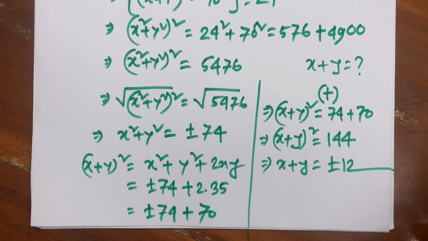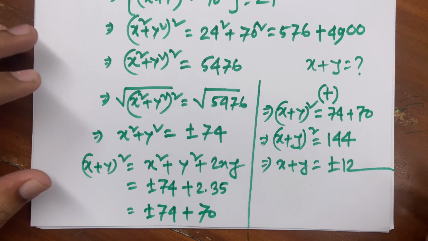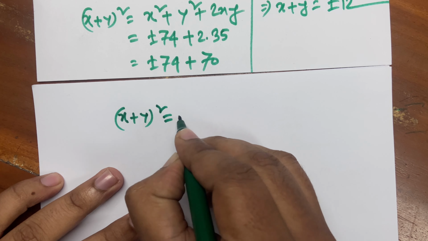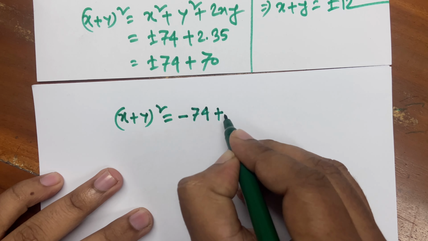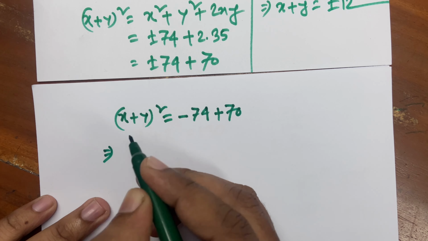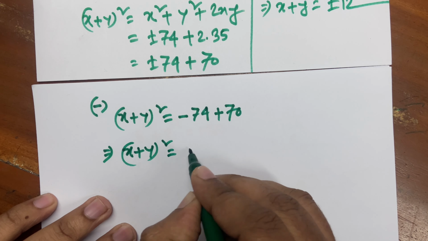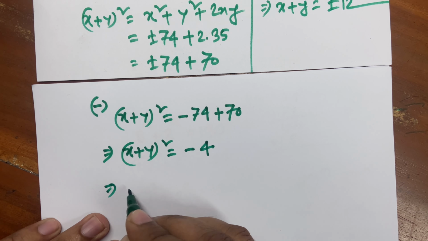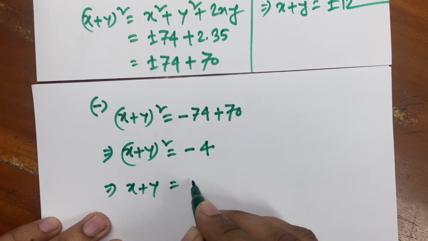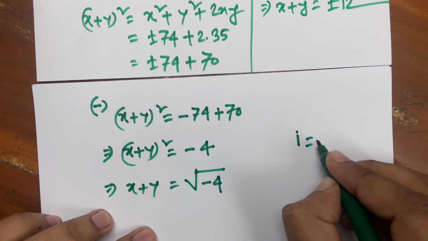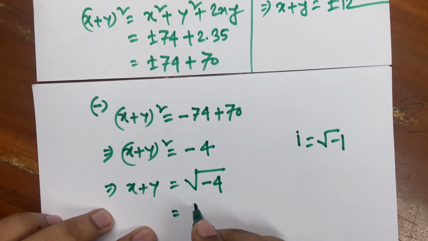And now I put the minus value, (x plus y) whole square equal to minus 74 plus 70, and now I can say (x plus y) whole square equal to minus 4 and x plus y equal to root over minus 4, and we know that i equal to root over minus 1. This time I can say easily plus minus 2i.